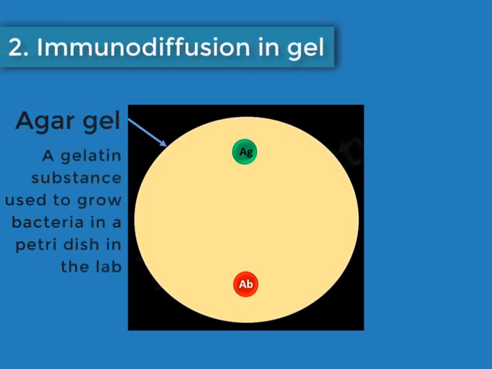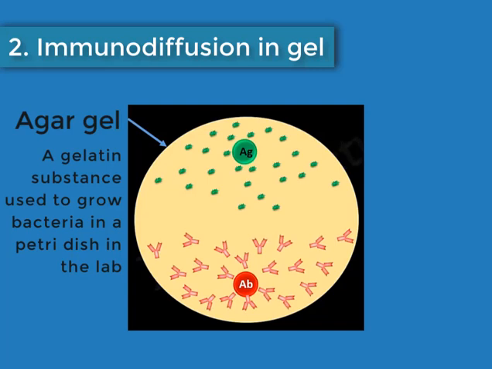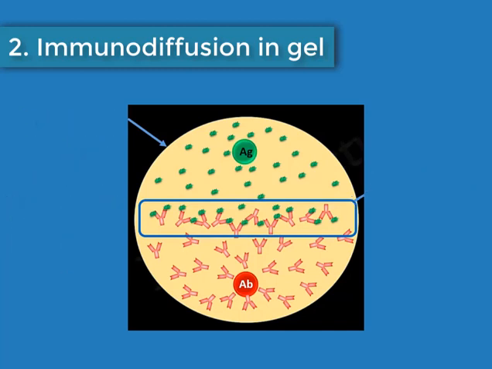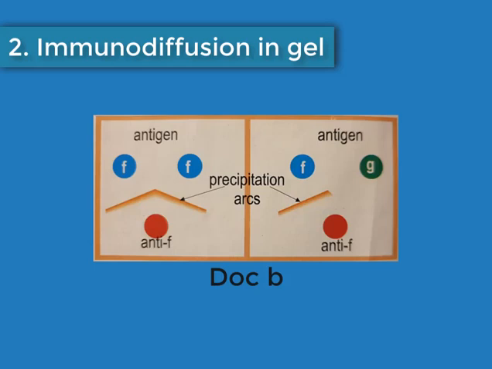Another technique used for infection diagnosis is immunodiffusion in gel. During this technique, the serum of the patient is placed inside a well in agar gel, facing another well that contains the antigen suspected to cause the infection. Both antigens and antibodies in the serum will diffuse in the gel. If the serum contains antibodies against this specific antigen, those antibodies will bind to the antigen and a precipitation arc will be formed. Document B of your books shows how this precipitation arc is formed only if the antibody is specific to this antigen, while it's not observed when the antibodies are not specific to the used antigen.